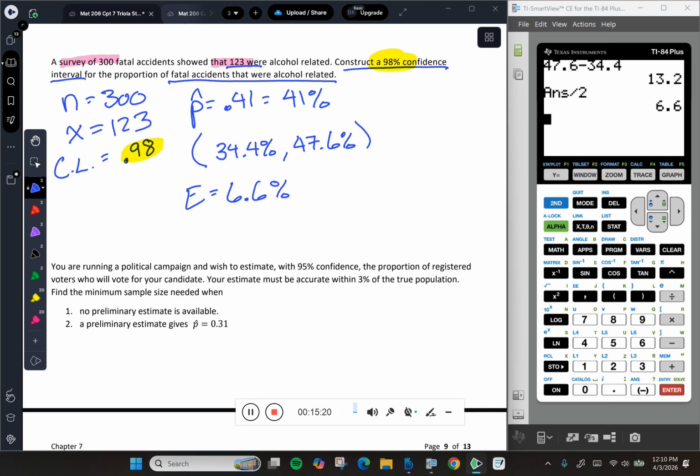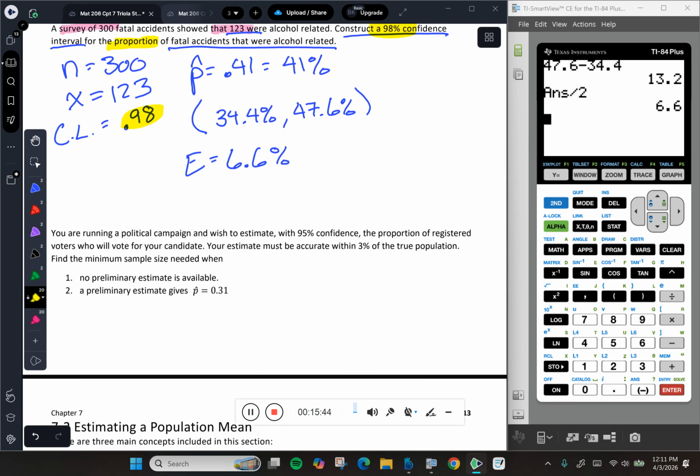So what is the population proportion of fatal accidents that were alcohol related? Well, I can say with 98% confidence that the interval 34.4 to 47.6 should contain that value P. Okay. All right, moving on.